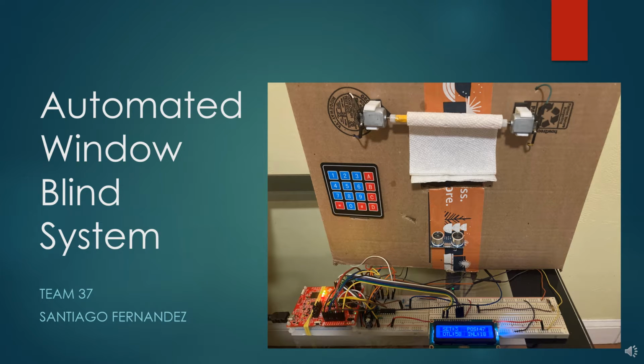I worked in Team 37 by myself, and I designed the automated window blind system, where essentially we're using two DC motors to roll a window blind up and down, depending on the data coming in from various sensors.